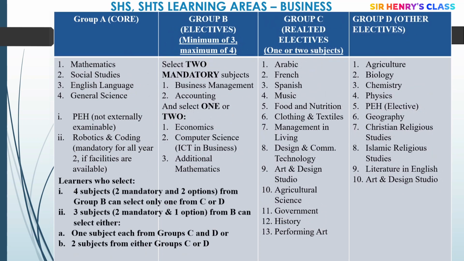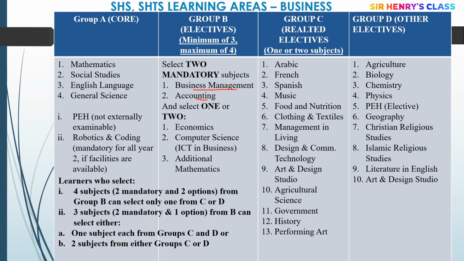Then if I want to do business in the senior high, what are my subjects? For business, don't forget, since you are not a science student, you do math, social, English, and general science. PE and robotics, I've already spoken about them. So here we have what we call the mandatory subjects, just like in the science. So for business students, you wouldn't escape BM, business management, you wouldn't escape accounting.